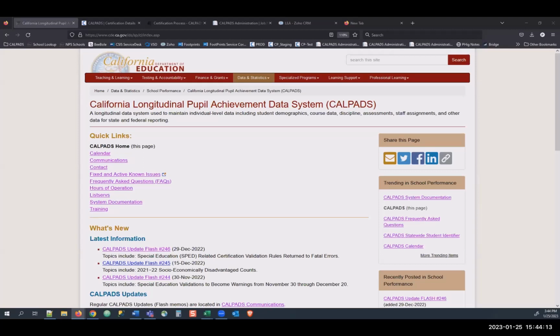If you were to give them an LEA level account, they don't have the ability to act as a SELPA. There's certain SELPA reports they have access to when they have the SELPA roles.